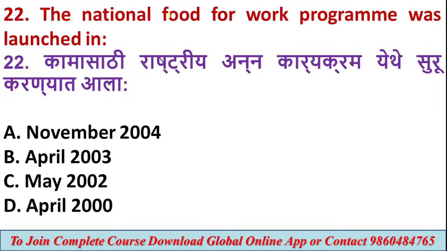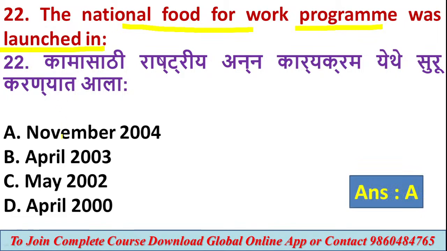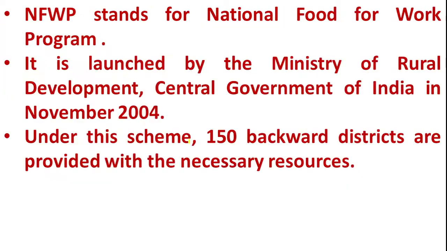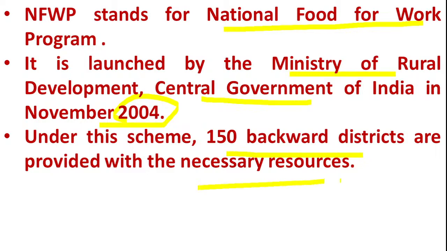Question number 22. The National Food for Work Program was launched in option A, November 2004, option B, April 2003, option C, May 2002, option D, April 2000. Yes, it was implemented in the year 2004. NFWP stands for National Food for Work Program. It was launched by the Ministry of Rural Development in November 2004. Under this scheme, 150 backward districts are provided with the necessary resources.